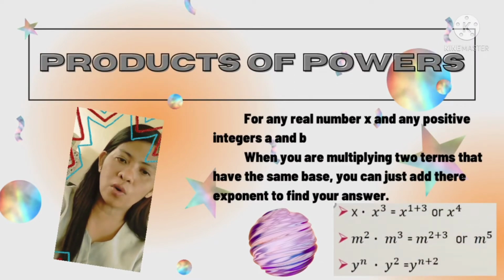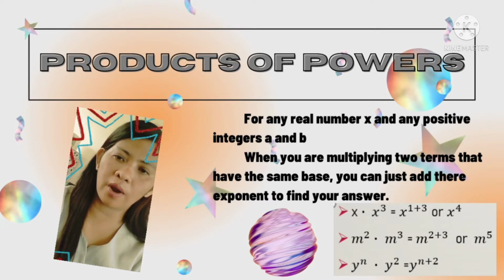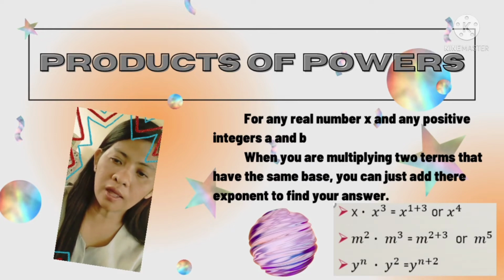The first law of exponent that I will discuss is about product of powers. For any real number x and any positive integers a and b, when you are multiplying two terms that have the same base, you can just add their exponents to find your answer. So it's applicable only to the same base. If you are multiplying with the same base, you will just add the exponents.